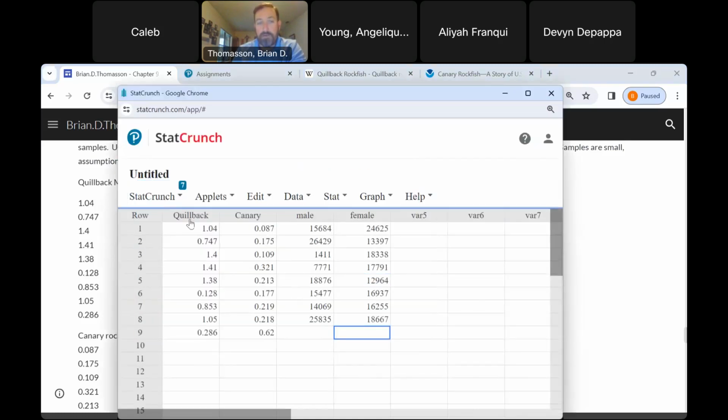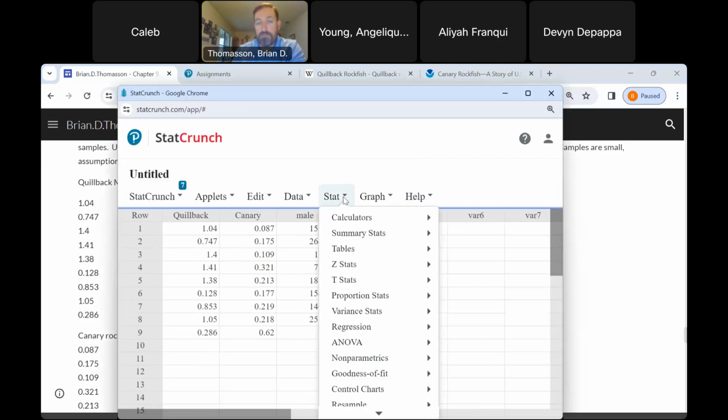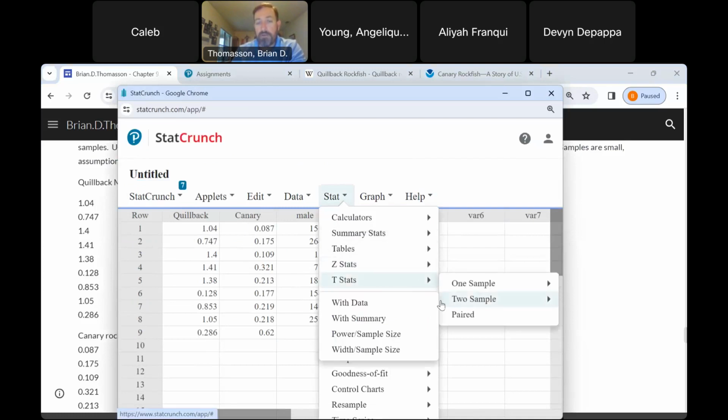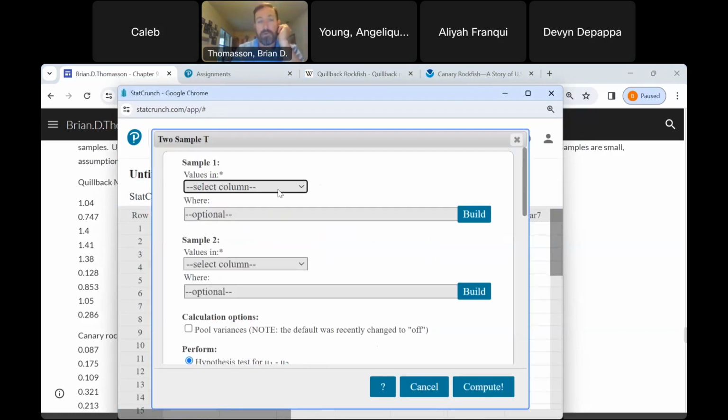I've entered those quillback and canary values in the first couple of columns. We're going to do the same thing as we did before. We're going to do T Stats, Two Sample, but instead of with summary, we have with data, because we're actually using the raw scores. We don't have the summarized data like we did in the previous problem. So if we click on with data, we can select those two, the quillback and the canary.